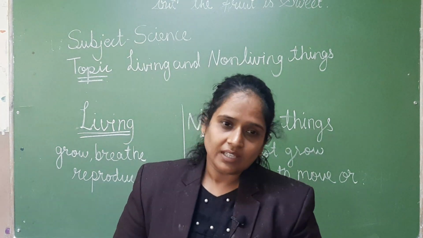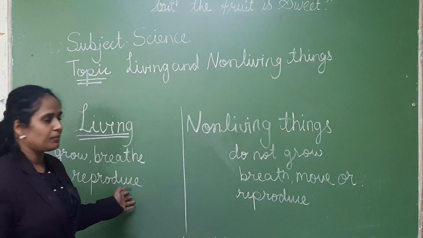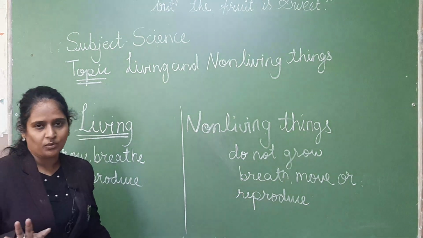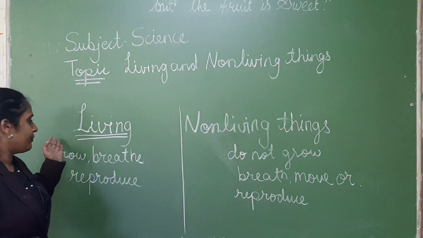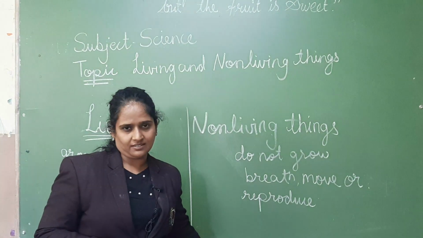In the same way, in your notebook, you have to make 2 columns. In that you have to write 5 points of living things and non-living things.